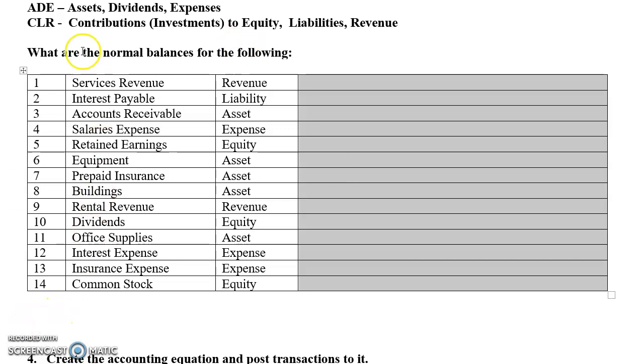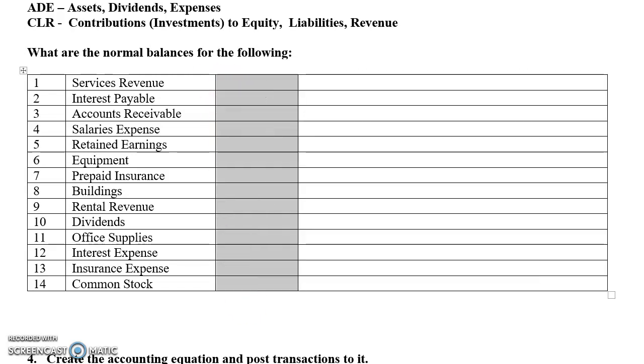I believe these are the same from the beginning of the prior video. These are the same answers. You might even want to just do this. Why don't you just do the whole thing? Is it assets, expenses, revenues, and then what's the normal balance?